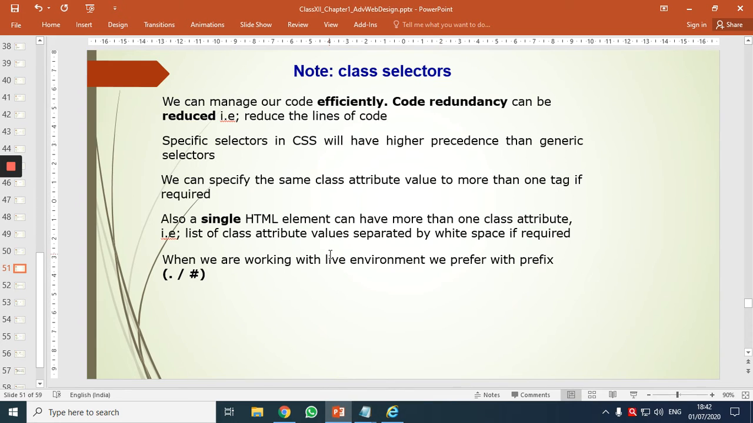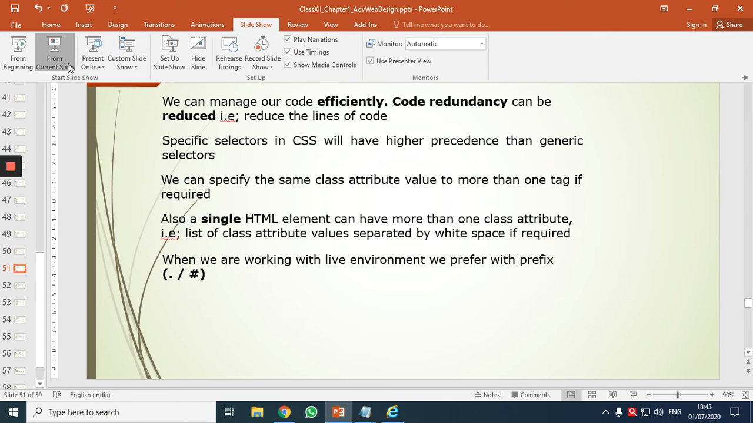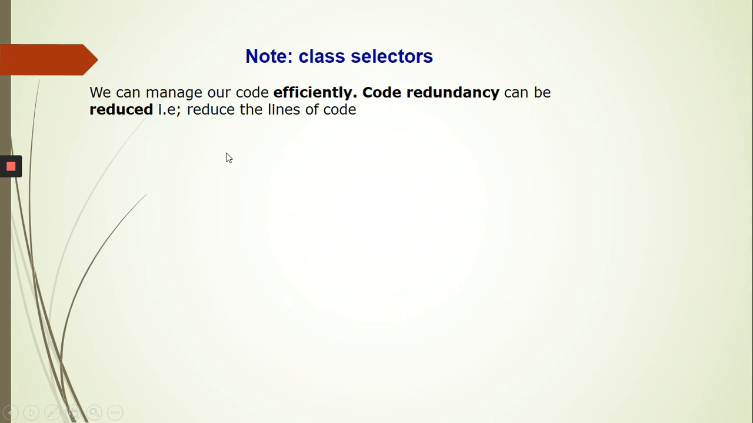Now let us go and understand. I will close the topic here by going to the gist of it. Note, with class selectors we can manage our code efficiently. Efficiently means the code redundancy can be reduced, that is, reduce the lines of code.